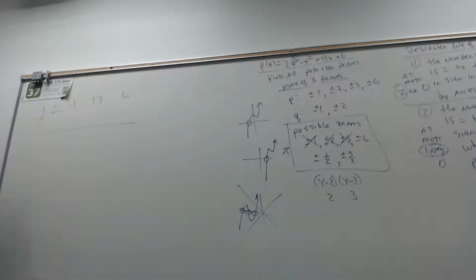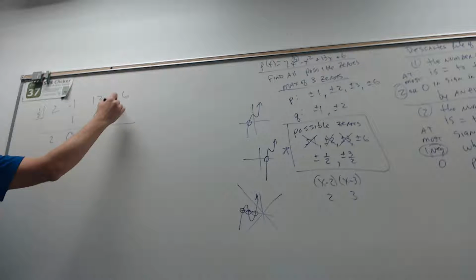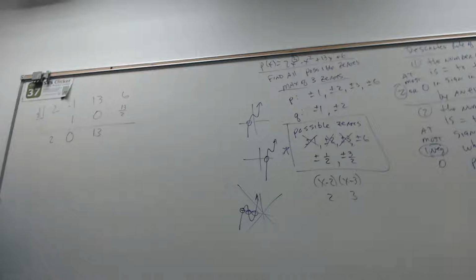One half. Okay, let's try half. So, vertically or negatively? Bring down the 2, times a half, 1. And then 0, 0, and then 13, and then 2 halves is not going to work.